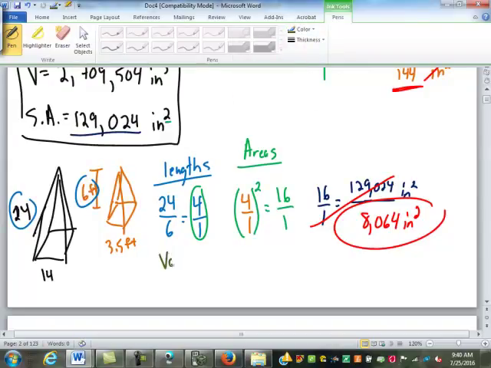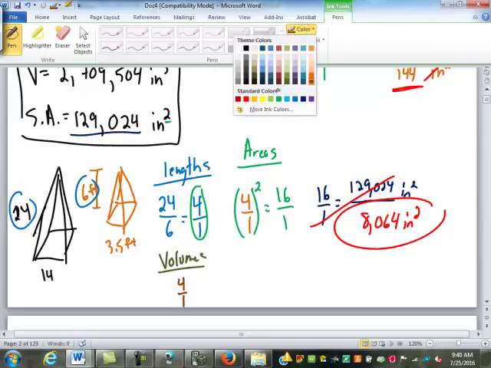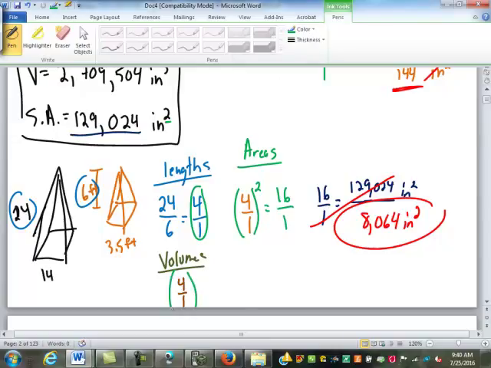How about for volumes? How do I find my ratio of volumes from my 4:1 ratio of lengths? Well, we're going to cube it. Very good. 4 cubed is 4 times 4 times 4, which is 64. 1 cubed is 1. So we're going to use a 64:1 ratio for volumes.